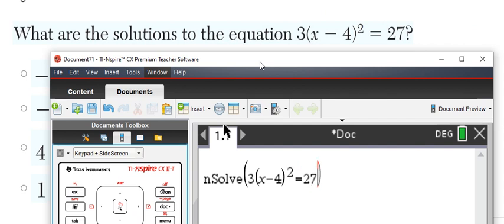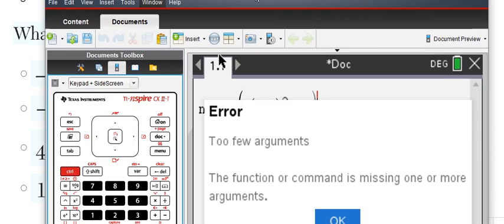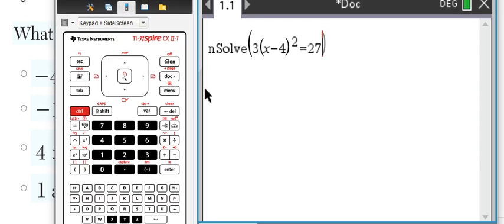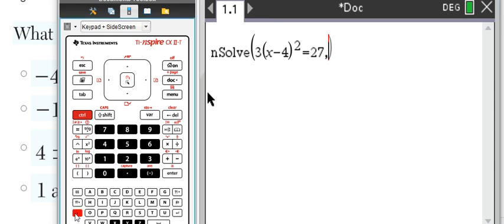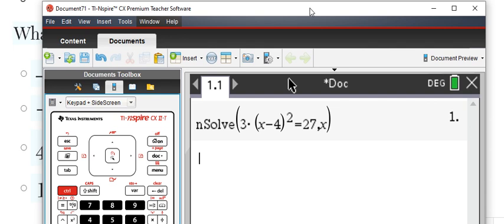Now, if I just type enter here, NSolve's going to say, I don't know what you want from me. I'm just a stupid plastic box. What do you mean? Because you need to tell it everything. So right after that 27, we need a comma. Now the comma is down in the lower left-hand corner below the pi key, right? And then x, because we're solving for x. Now when I press enter, I get a 1.